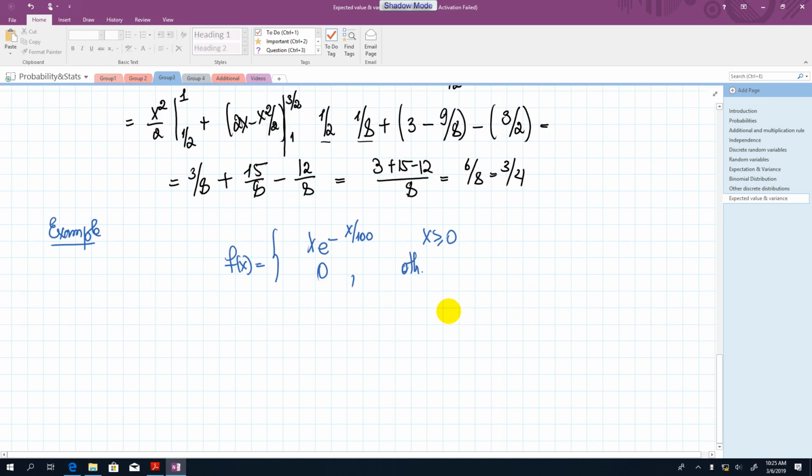So in order to find the lambda, we need to integrate the density function from minus infinity to plus infinity, or basically from 0 to infinity, and equalize this to 1, right? Because the total area under this curve should be equal to 1, right? So what is the integration of this? It will be lambda multiplied by e to the power of minus x divided by 100, multiplied by minus 100, right? So we need to put here 0 and infinity.